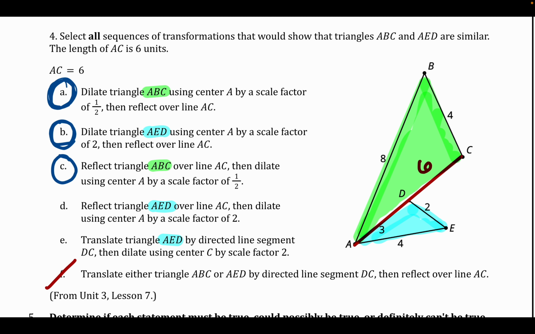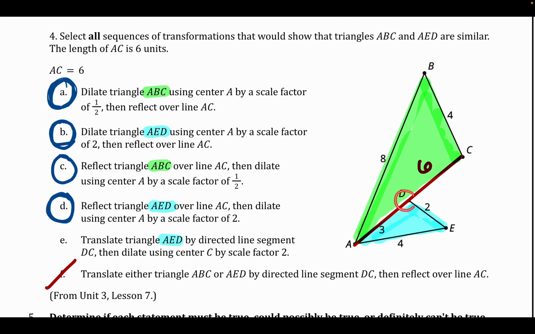So again, that one is just reflecting it and then scale factor. So yeah, that one works. It's just kind of a reverse order for answer B. So let's look at option E, because we already canceled out option F. There was no dilation. This says translate triangle AED. I haven't used translations in my other ones, so translate AED by directed line segment DC.